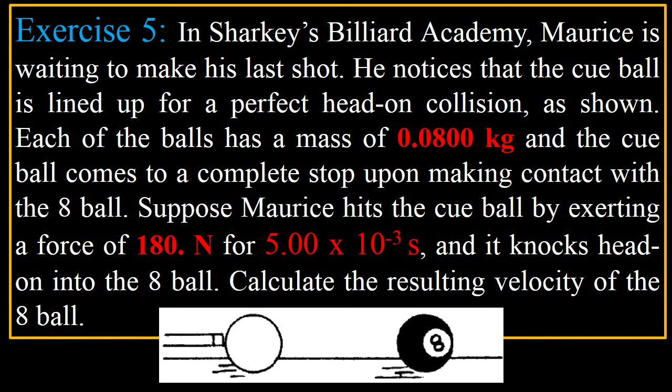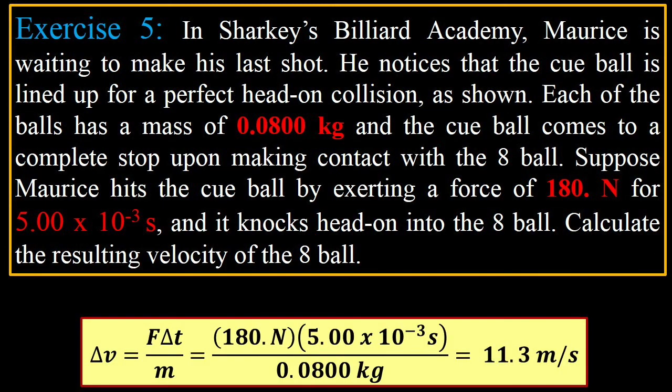Suppose Maurice hits the cue ball by exerting a force of 180 newtons for 5 times 10 to the negative 3 seconds, and it knocks head-on into the 8 ball. Calculate the resulting velocity. Okay. Well, the change in velocity is going to be 11.3 meters per second.